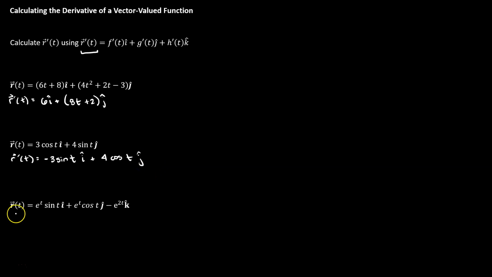We have one more down here at the bottom to do, and this one's a little bit trickier because each component function has a product of 2 functions of t, except for that last component in the k hat direction. So we need to do our derivatives. Let's do each one over here for scratch work. We have e to the t times sine t. This is a Calc 1 problem using product rule.